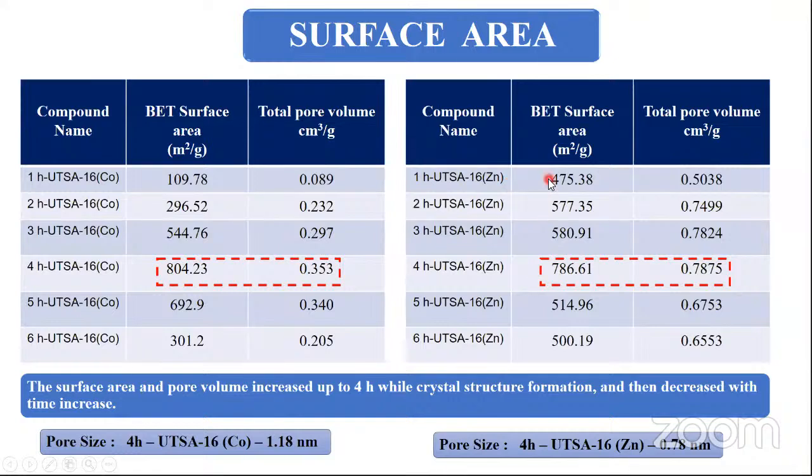It shows higher surface area as synthesis time increases and shows a maximum surface area at 4 hour synthesis time. But if we compare these two MOFs at 4 hours, UTSA-16 cobalt shows a little bit higher surface area as compared to UTSA-16 zinc, but UTSA-16 zinc shows a higher total pore volume as compared to UTSA-16 cobalt.